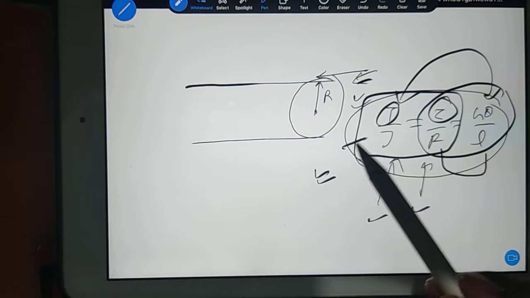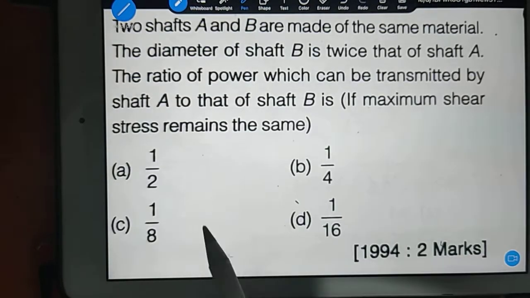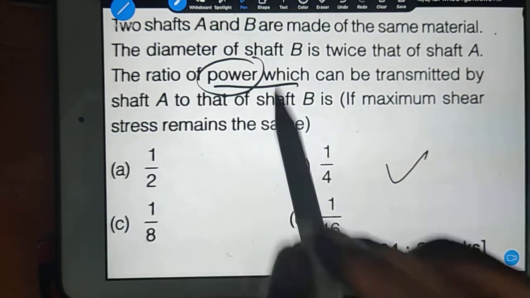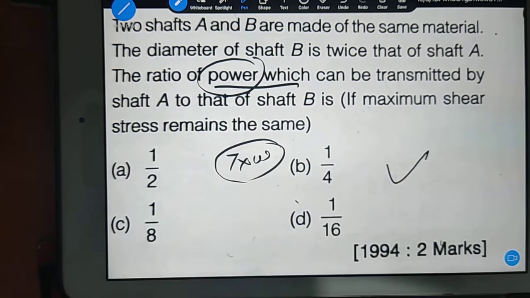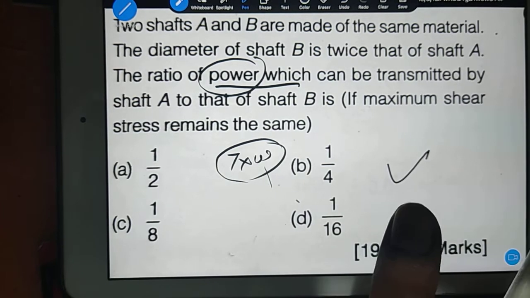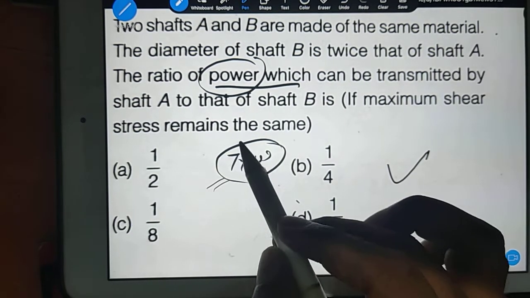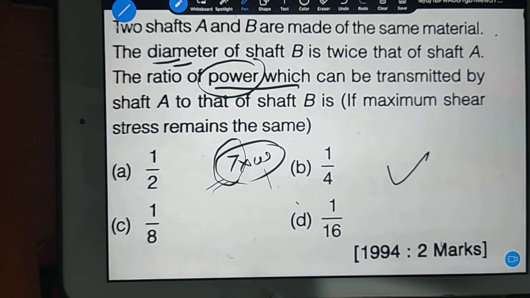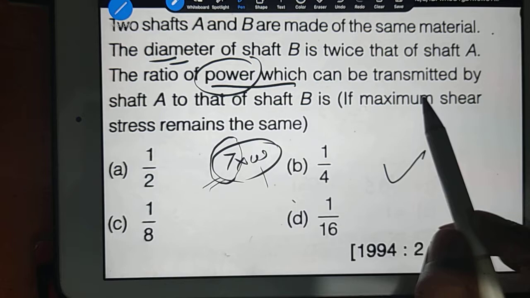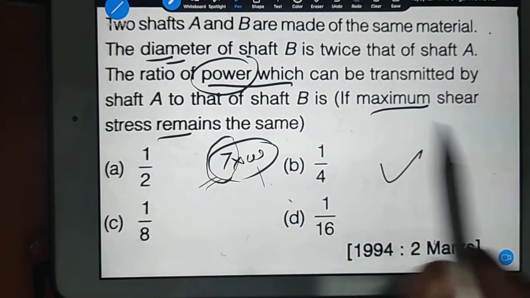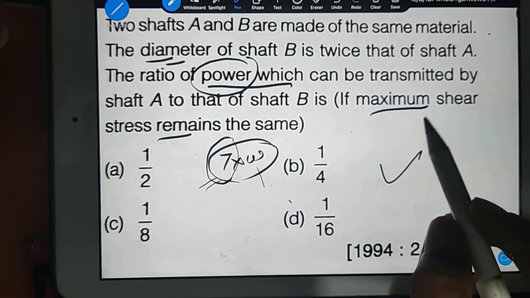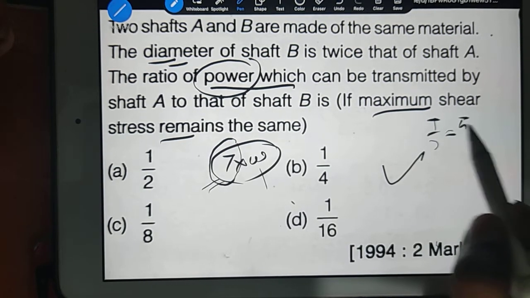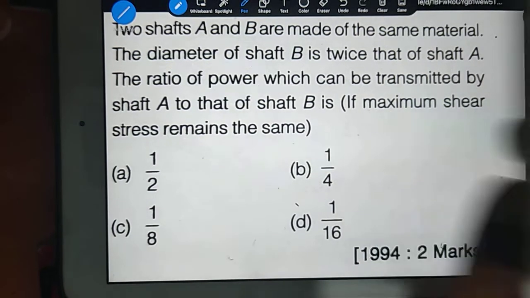I will tell you why you should use these two. Because the concept is about power. Power is related to torque into angular velocity omega. Omega is not coming in your torsion equation, it is a separate concept. So we should connect torque. At the same time, the diameter of the shaft is coming and the shear stress concept is coming. So only these two, T by J is equal to tau by R, you collect and solve.